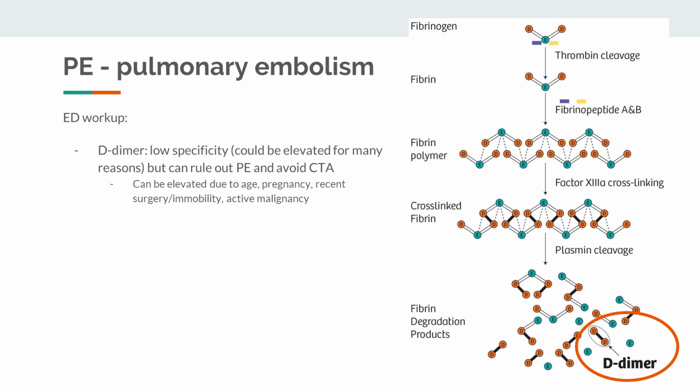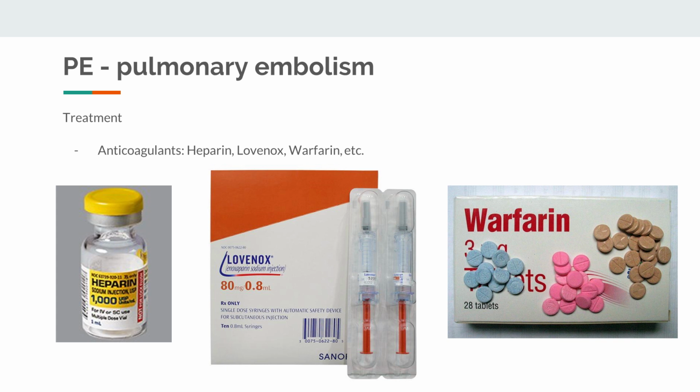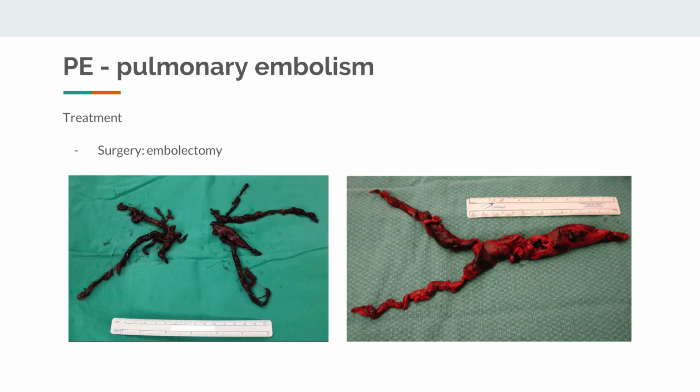If a D-dimer comes back elevated, that doesn't necessarily mean that the patient has a pulmonary embolism. But now we have to move forward with a CTA to make certain that the patient does not have a PE. So let's say we did find a PE, how do we treat it? Generally, the patient will be started on an anticoagulant to prevent further clots from forming, such as heparin, Lovenox, or warfarin. Surgical procedures include embolectomy, where the blood clot is physically removed from the pulmonary arteries.